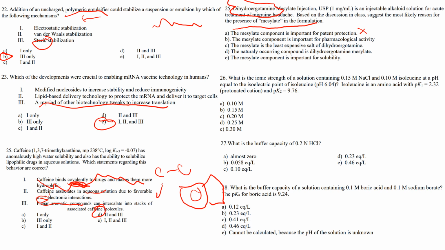Important for pharmacologic, again, probably not. It's a counter ion. Least expensive salt. I mean, logically, I'm sure a chloride would be cheaper than a mesylate. It's not this one. Naturally occurring, I doubt it because I don't even know what mesylate is. So the only answer that makes sense for this one is E. Again, just common sense logic can get you there.